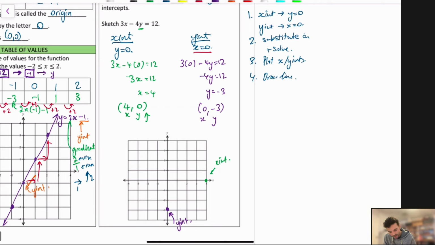Okay, so let's draw the line there. Not the best graph in the world, but there we have it. We've just drawn the line 3x take 4y is equal to 12.